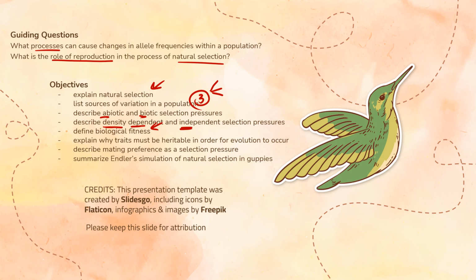Biological fitness is all about your ability to survive, reproduce, and pass on your traits, and those traits must be inheritable in order for them to get passed on. We talked about mating preference as a selection pressure, and we talked about John Endler's super cool natural selection in guppies investigation.